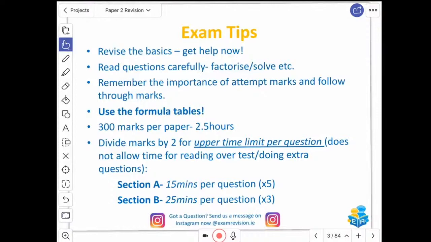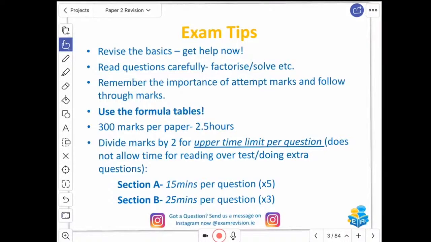Very same as paper 1, you've got 300 marks on your paper and you've got 2.5 hours to do it. So again, as I said, very much with an asterisk on this, the absolute maximum you'd want to be spending on each question is the amount of marks divided by 2. So again, the maximum you should be spending on section A is 15 minutes per question if you're going to just do the 5 of them, and 25 minutes per question for the 3 on section B.